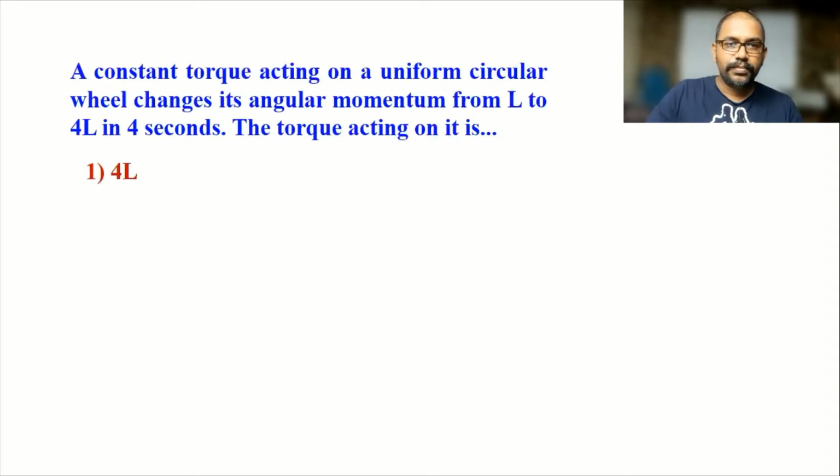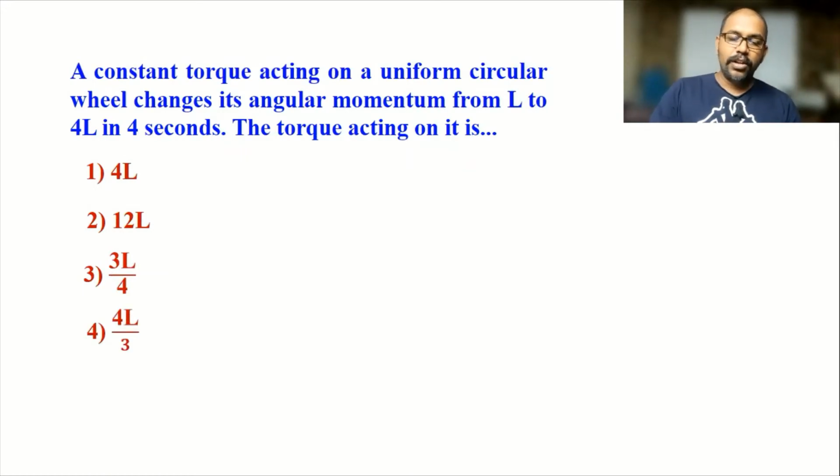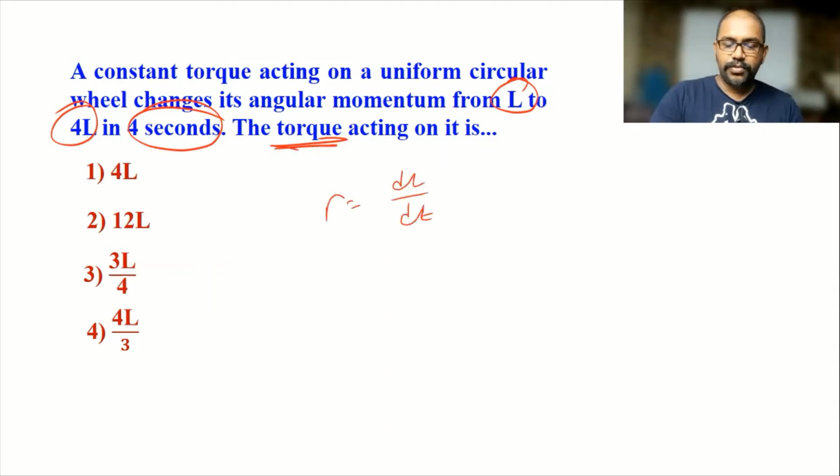Now the next question. See this is the question: a constant torque acting on a uniform circular wheel changes its angular momentum from L to 4L in 4 seconds, and we have to find the torque. So the formula of the torque is dL by dt. You can use this formula. So dL means L2 minus L1, divided by t, is the torque.